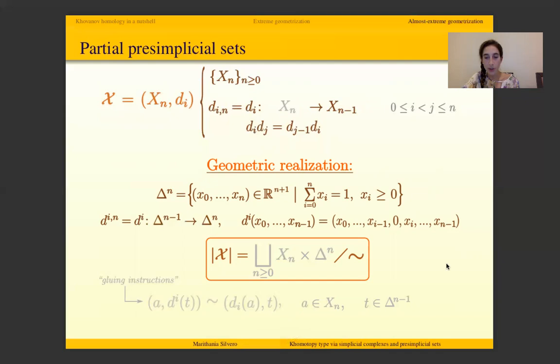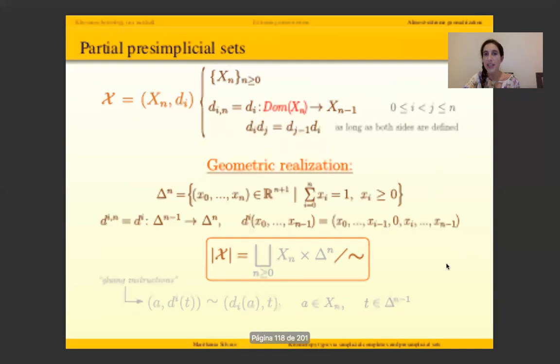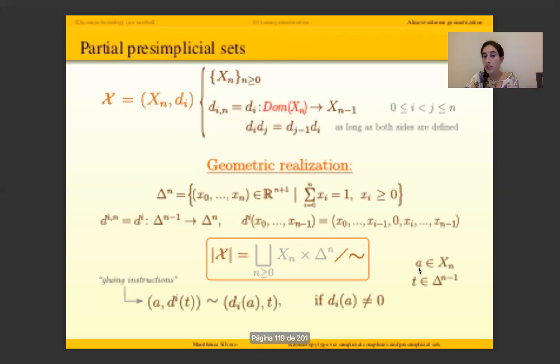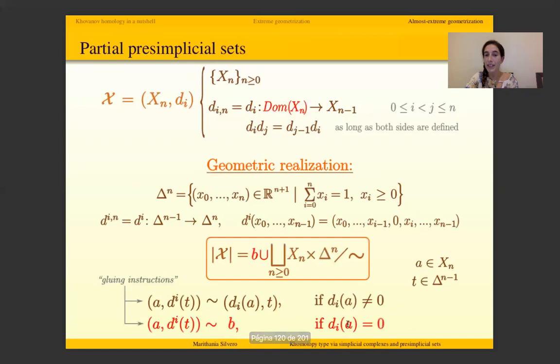And the only difference with presimplicial sets is that instead of these maps going from X_n to X_{n-1}, they are going to be defined just on a subset of X_n that we call the domain of X_n, okay? And then when we consider the geometric realization, we are going to keep this gluing instruction for those A's where this d_i is defined, but when A is not in this domain, then we collapse this to a new point that we add, the point B. So everything which is out of this domain is collapsed to B, okay?